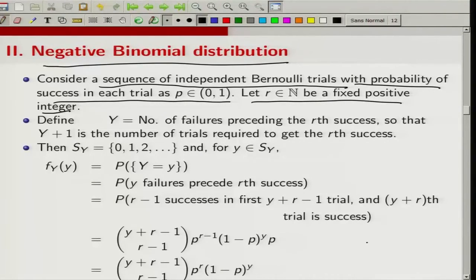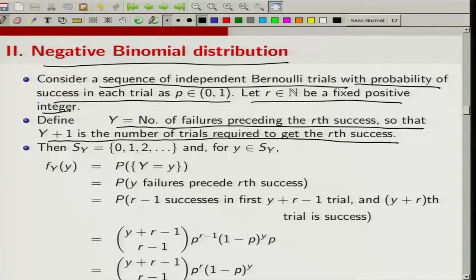So your random experiment has been performed n times. And suppose Y is the number of failures preceding the rth success. That is my random variable. Or in other words, Y plus 1 is the number of trials required to get the rth success, because Y is the number of failures preceding the rth success. That means in the (Y plus 1)th trial I got the rth success. So Y plus 1 is the number of trials required to get the rth success.